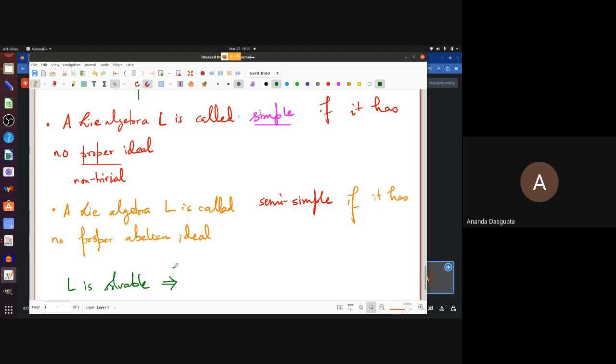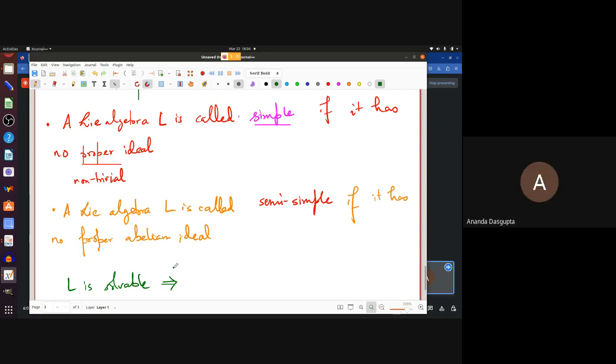Now, if L is solvable, then can L1 be the same as L? No, if L is solvable, then there exists some n such that L^n is 0, so that makes it a trivial ideal. So it cannot be simple, I think. No, but let's just look at L1 for the time being. L^n is 0. What can you say about L1? Can L1 be a non-trivial ideal of L?